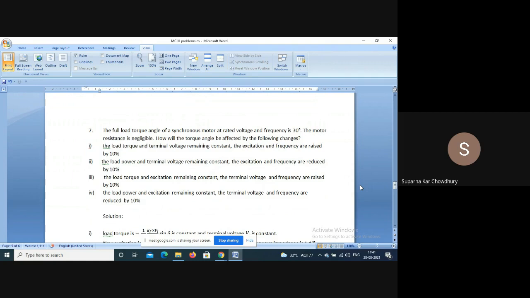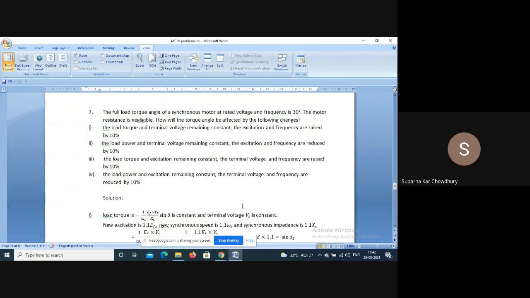Number one is the load torque and terminal voltage remaining constant, and excitation and frequency are raised by 10%. Second case is the load power and the terminal voltage is constant, and the excitation and the frequency are reduced by 10%. Third condition is the load torque and the excitation remaining constant. The terminal voltage and frequency are raised by 10%. And the other one is load power and excitation remaining constant. The terminal voltage and frequency are reduced by 10%.